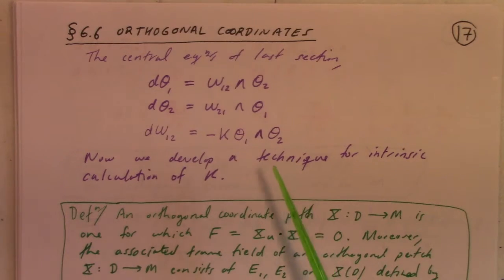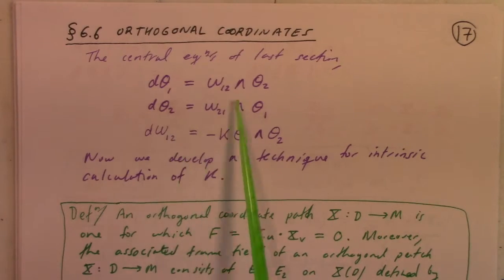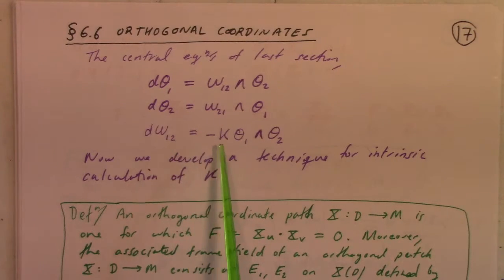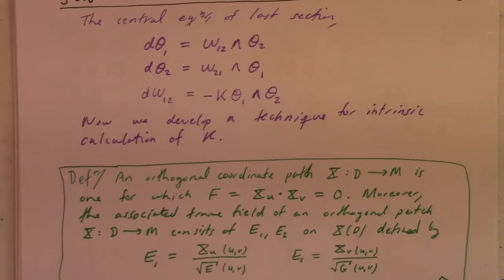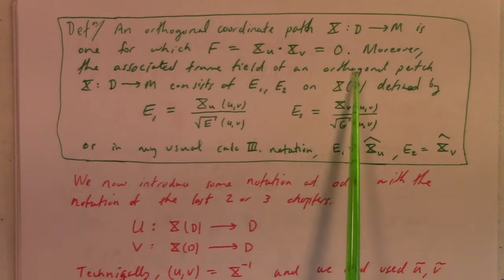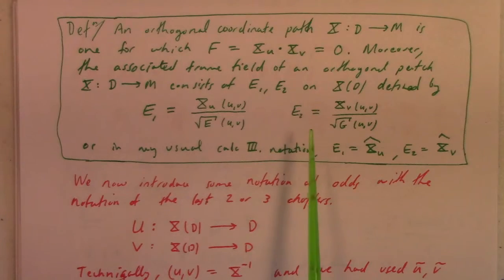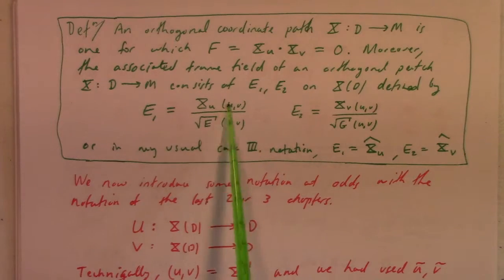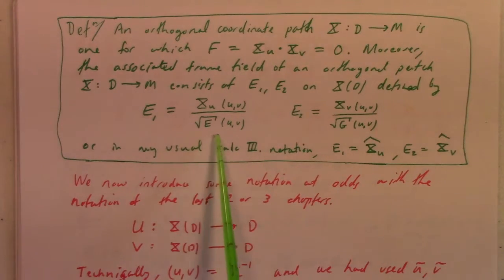So the central equations of last section were the structure equations, which essentially define the connection form. And then, of course, the exterior derivative of the connection form is given by the Gaussian curvature. Now we're going to develop some nice formulas for how to calculate things in a particular context. As you may recall from our previous work, the orthogonal coordinate patch is really nice. An orthogonal coordinate patch has orthogonal partial velocities, and the corresponding frame field you can just get from normalizing the partial velocities. Basically that means you end up dividing by the square root of E and the square root of G.